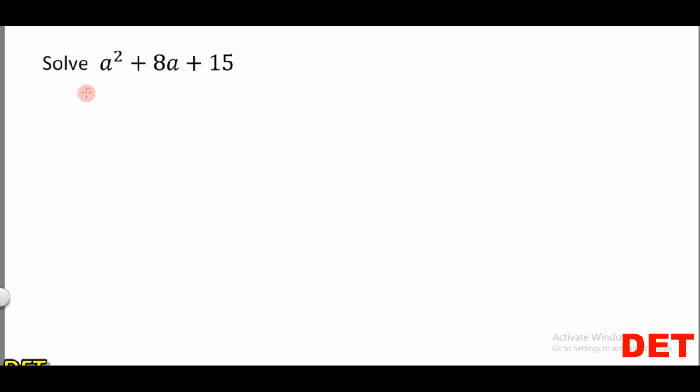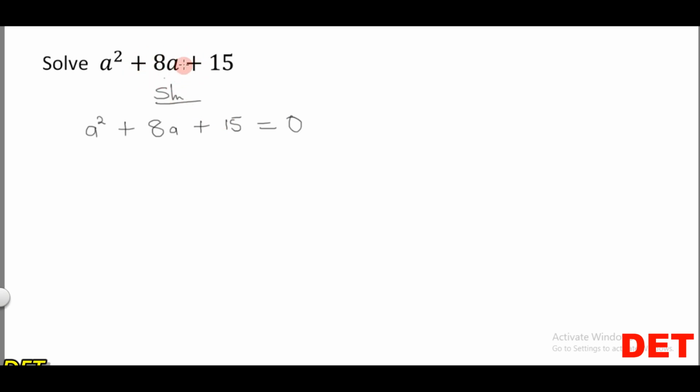So here in this video, we're asked to solve a squared plus 8a plus 15. The first thing I would want to do is to write out this equation and equate it to 0. So the equation I was given is a squared plus 8a plus 15, and I would equate it to 0.